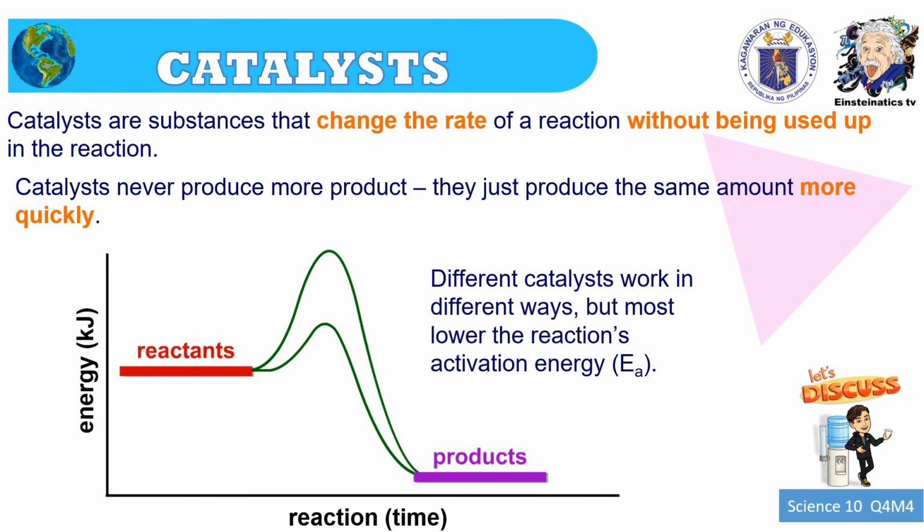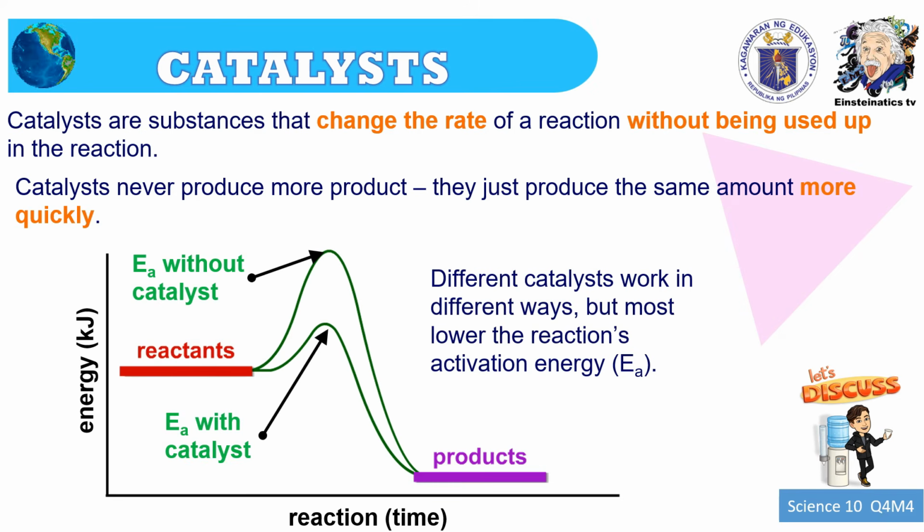So, kung titingnan natin, kung gagamit ng catalyst, as you can see here, different catalysts work in different ways but most lower the reaction activation energy. So, ibig sabihin, mas mapapabilis yung chemical reaction plus malolower yung need ng activation energy.